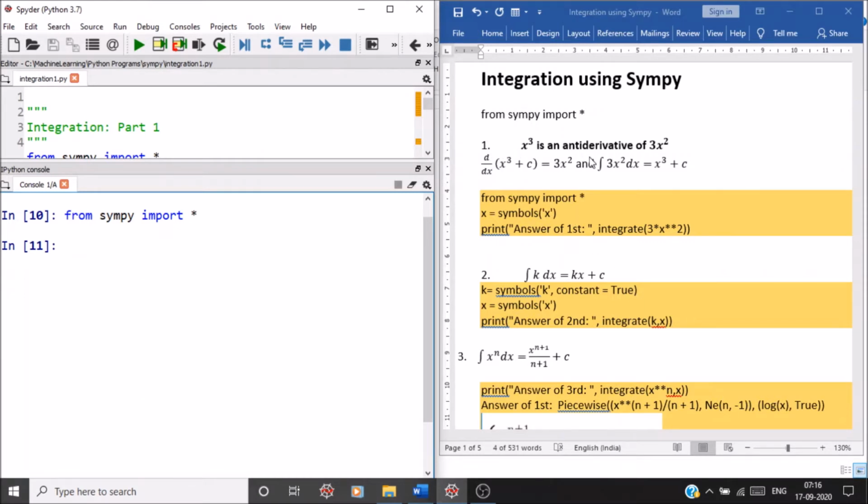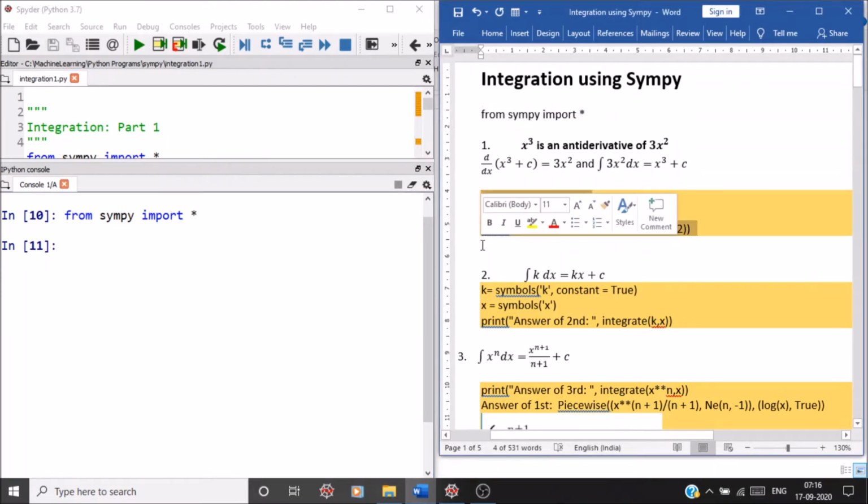x to the power 3 is an antiderivative of 3x square. That is, d/dx of x to the power 3 plus c is nothing but 3x square, and the integration of 3x square dx is nothing but x to the power 3 plus c. Now to solve this particular part, what we can do is execute this particular line.